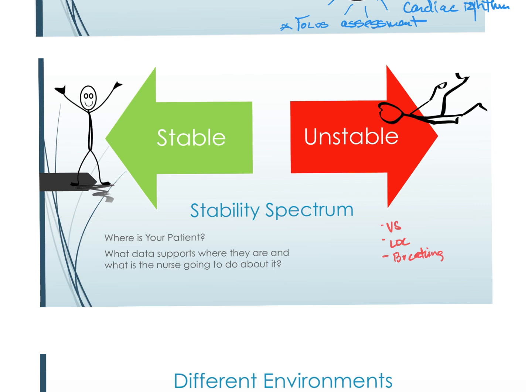And then our unstable patients, maybe they're really pale, maybe they're sweaty, maybe they're in pain, maybe they're bleeding and you can visibly see the bleeding, right? So those are the kinds of things that you want to be working at.